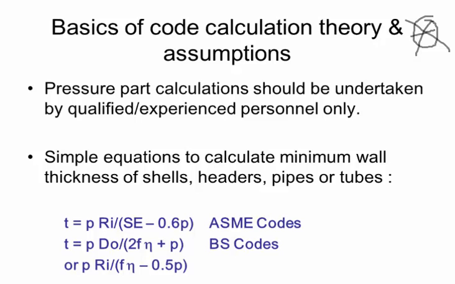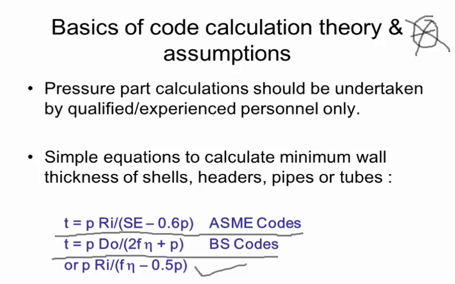T will be your thickness, P pressure. This one here will be the ASME code, and this one is the BS code. Or basically, you can use this one as well. That's the formulas for thickness, basically for shells, header pipes, and tubes.